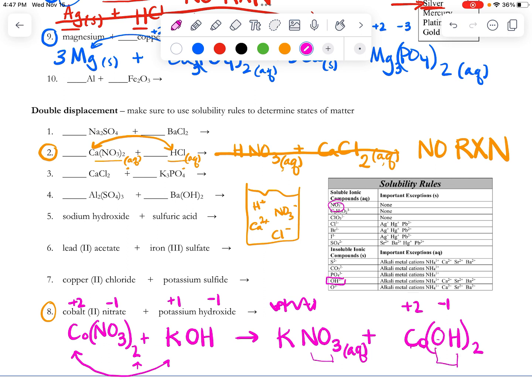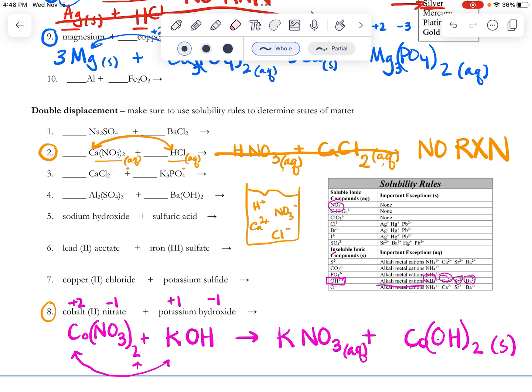That's on the insoluble list, but it has some exceptions. Alkali metal cations, those are the metals in group 1, and cobalt is not in group 1. NH4+, Ca 2+, Sr 2+, or Ba 2+. Cobalt is none of those. Cobalt's a transition metal, not on that list. So that means there is no exception. Instead, it is insoluble, or going to be a solid that forms. So in this case, we do have a reaction because we formed a solid. So we mixed 2 liquids together, and all of a sudden there was a solid in the beaker or wherever we were mixing it in.